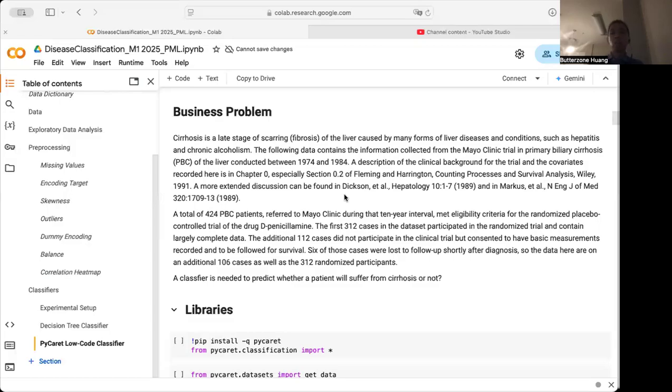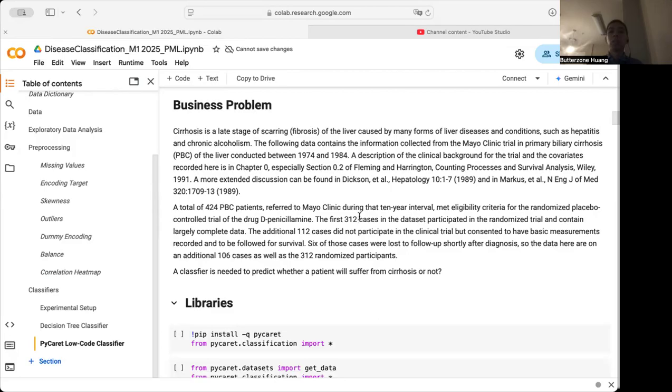Hi there, this is Cheng-Zong Huang, and I'll be walking through an experiment project that focused on predicting and analyzing liver cirrhosis, a severe liver disease. The project will be using the data from the Mayo Clinic trial in primary biliary cirrhosis of the liver conducted between 1974 and 1984. The whole data set contains 418 observations.